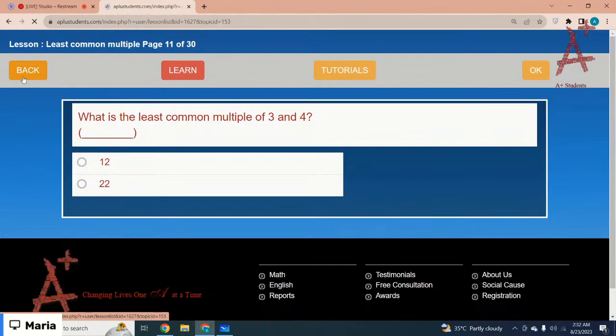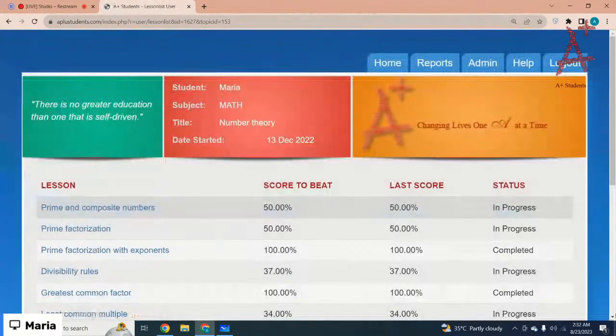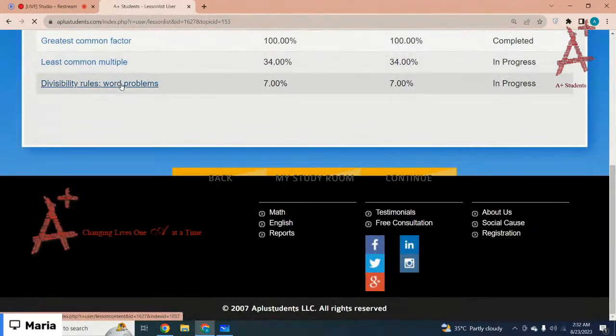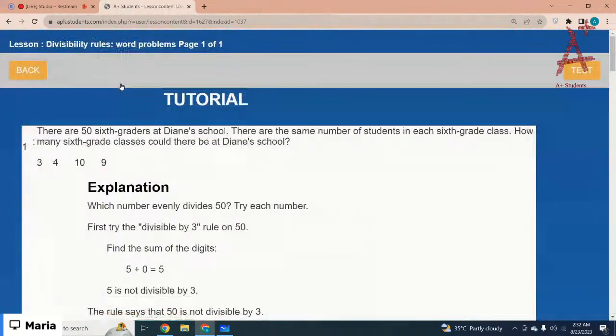Let me just move on to the next example. Next lesson. And the next lesson is divisibility rules, word problems.